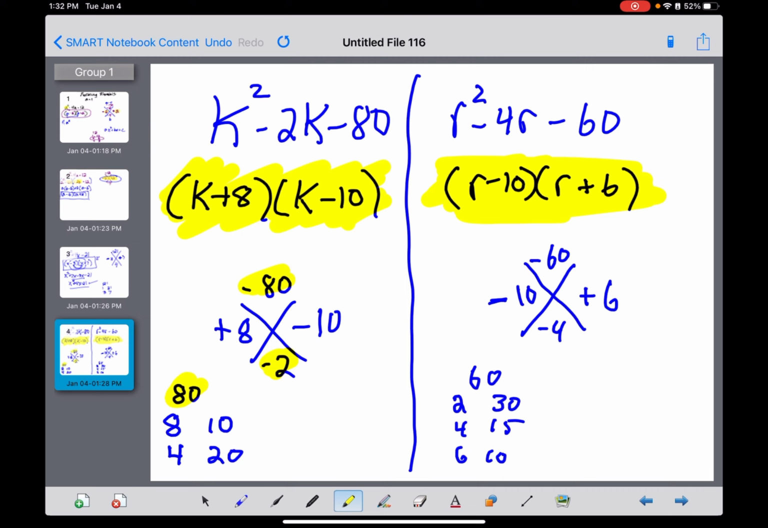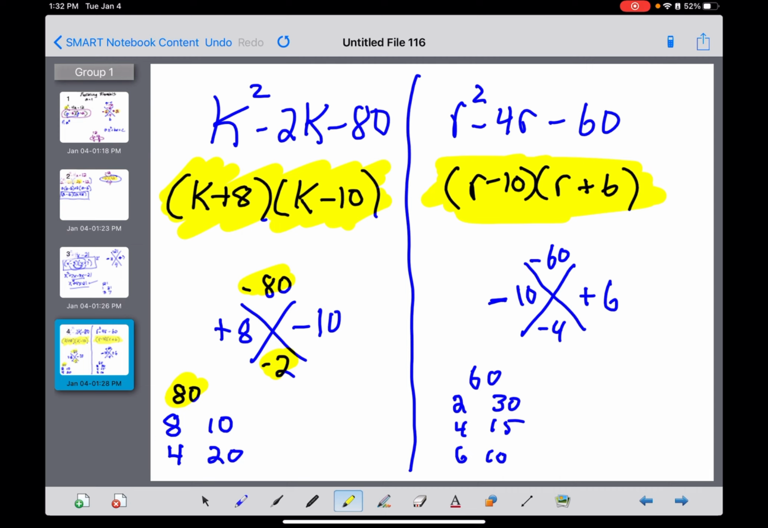Second one, negative 60 on top, negative 4 on the bottom. And again, I listed a few more this time. 2 and 30, that's a difference of 28. 4 and 15 is a difference of 11. 6 and 10 is a difference of 4. That's what I wanted. It has to be negative 4, so the 10 has to be negative.